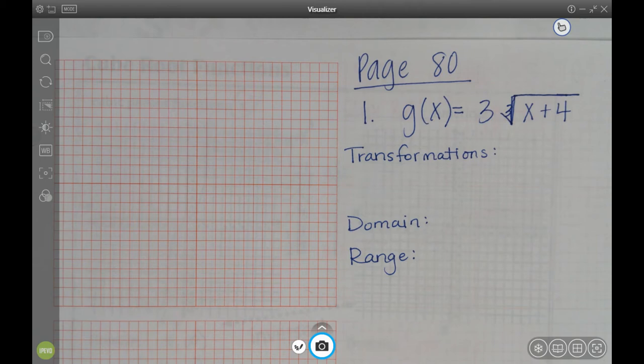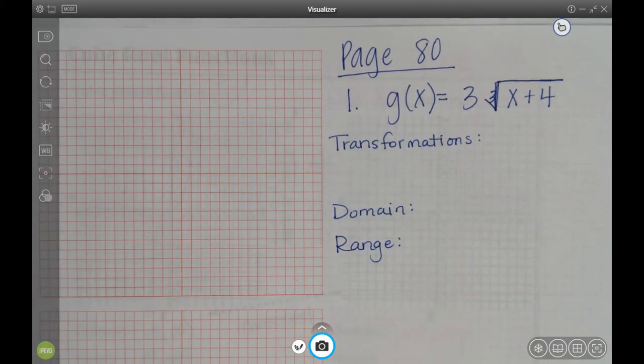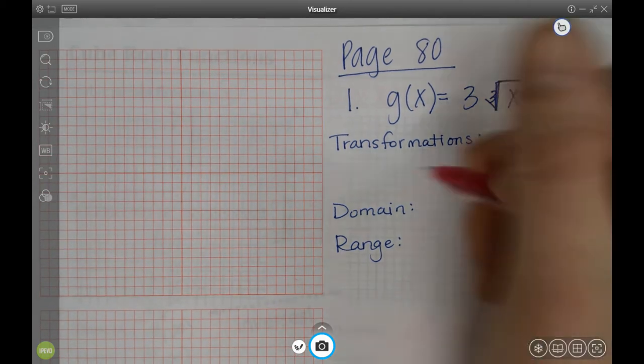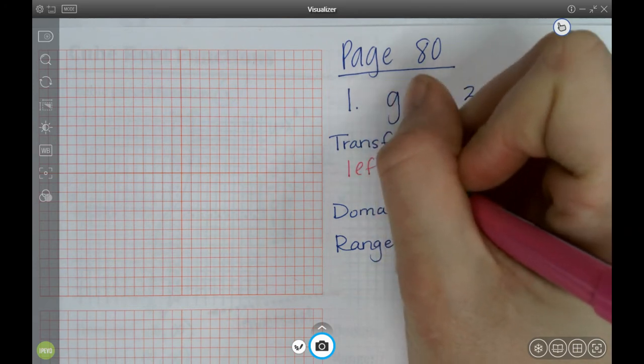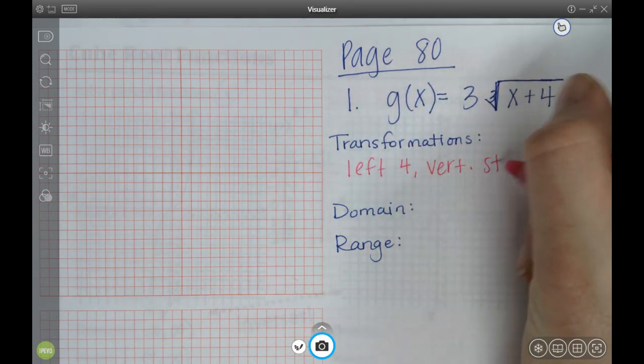All right. So what are my transformations this time? The 3 and the 4. Vertical stretch by 3 and left 4. So left 4, vertical stretch by 3.